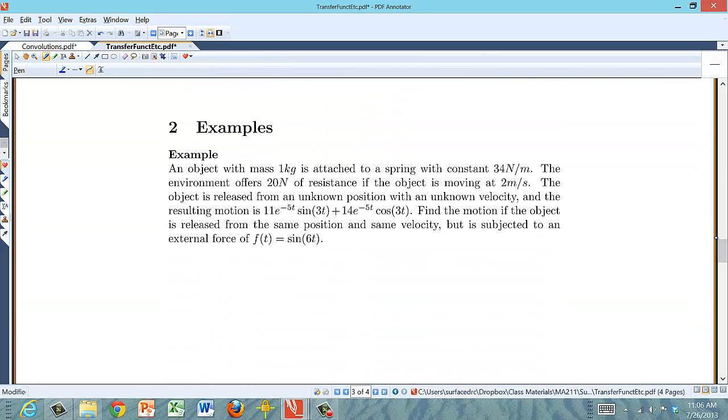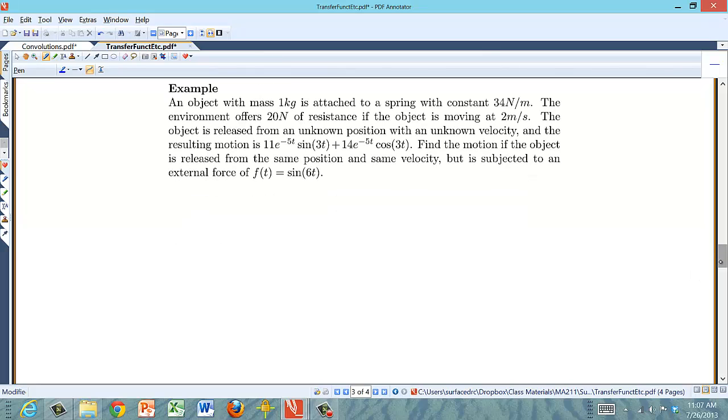An object with a mass of 1 kilogram is attached to a spring with a constant of 34 newtons per meter. The environment offers 20 newtons of resistance when the object is moving at 2 meters per second. The object is released from an unknown position with an unknown velocity, and the resulting motion is this. Find the motion if the object is released from the same position and the same velocity, but it's subjected to an external force.